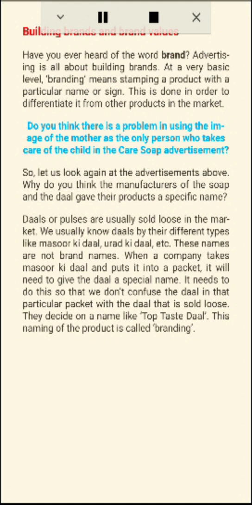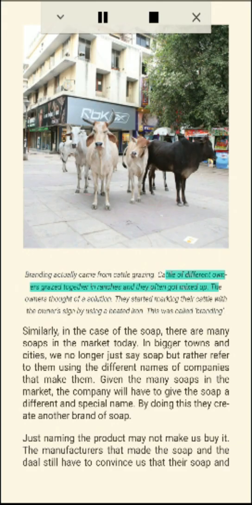Branding actually came from cattle grazing. Cattle of different owners grazed together in ranches and they often got mixed up. The owners thought of a solution. They started marking their cattle with the owner's sign by using a heated iron.